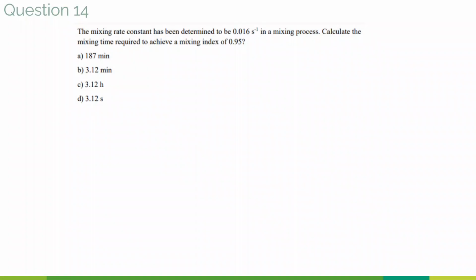So question 14, which is again a mixing index problem. The mixing rate constant is determined as 0.016 second inverse. Calculate the mixing time required to achieve a mixing index of 0.95. In the previous question, you had the time given and the mixing constant given, but now you have the mixing constant and the mixing index given, from which you have to calculate the time.